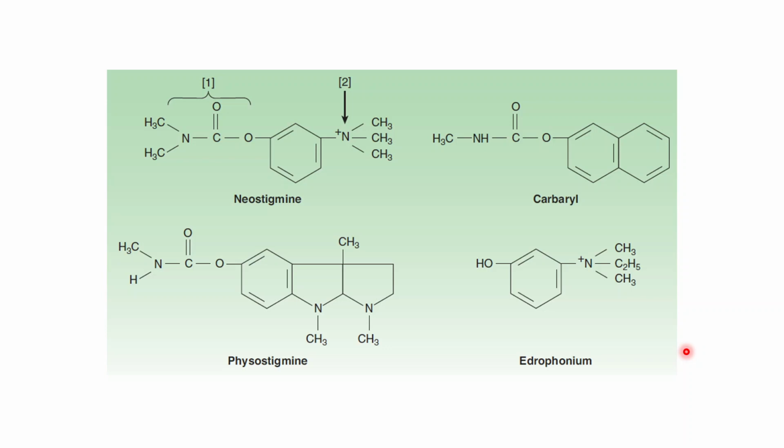The main differences between the members of the group are chemical and pharmacokinetic, and pharmacodynamics is almost identical. So there are three chemical groups of cholinesterase inhibitors. First is simple alkaloids bearing a quaternary ammonium group, for example edrophonium. So this is a positively charged ammonium.